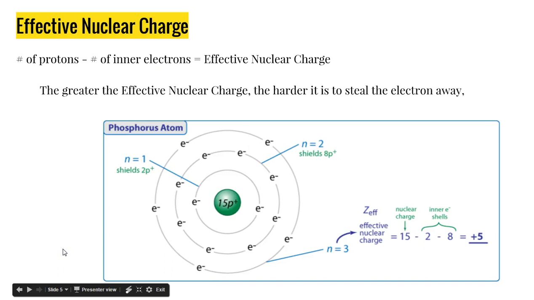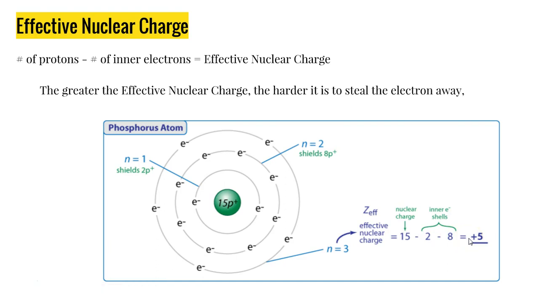One last thing, another way to figure out how those two forces are interacting is something called the effective nuclear charge. If you take the total number of protons in an atom and you subtract the number of electrons that are providing that shielding repulsion effect, so if you look at this phosphorus atom, we've got 15 protons. That's what we're going to start with. That's our attractive force. And we subtract the counterbalancing forces, the repulsion forces of the inner electrons. So we have our first shield with 2 electrons. We have our second shield with 8 electrons. So we subtract 10. That'll give us an effective nuclear charge of +5.